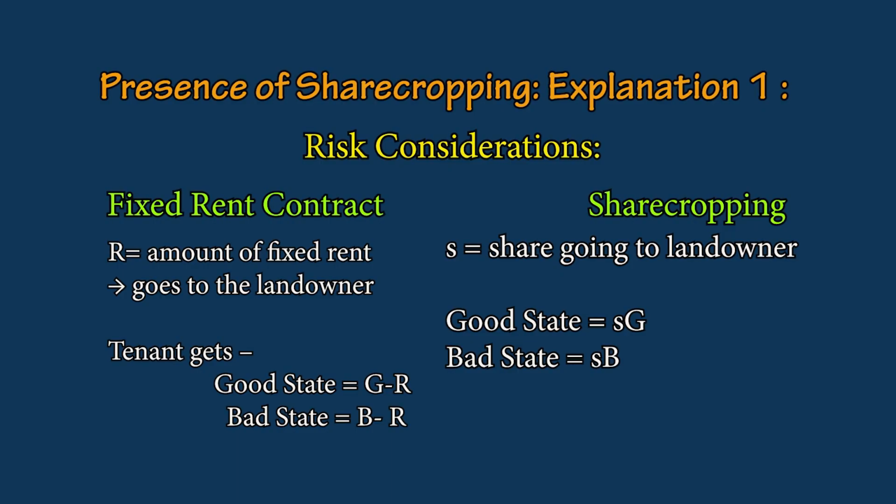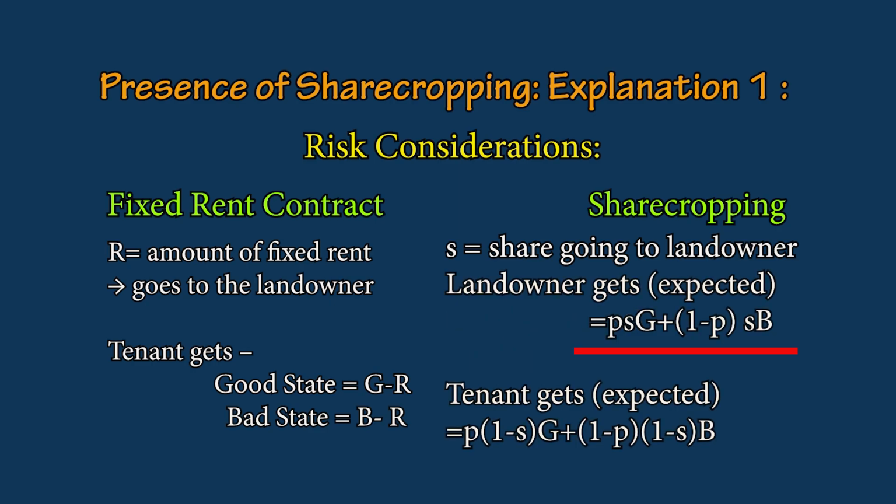But what happens in case of sharecropping? Suppose small s represents the share going to the landowner. So, in the good state, the landowner will get s times G. In case of the bad state, the landowner will get s times B. Therefore, the expected return of the landowner can be represented as P times sG plus (1 minus P) times sB.